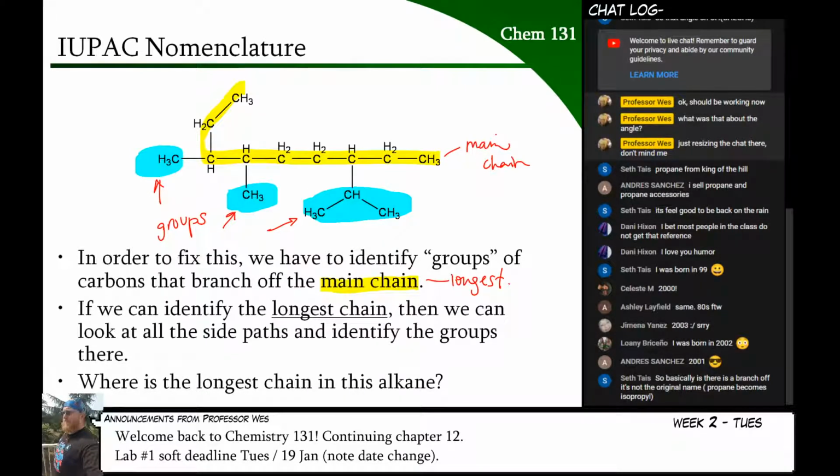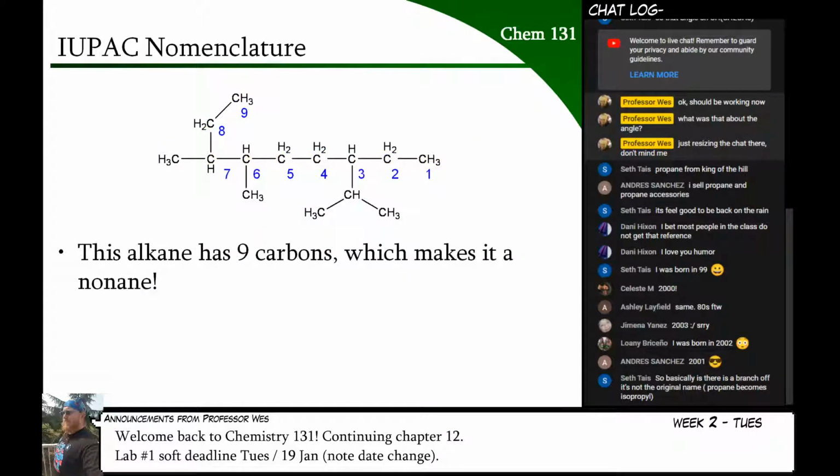So we've found the longest chain and we've identified the groups here. And you'll notice that I have numbered the longest chain kind of arbitrarily. We'll talk about numbering in a second. It turns out I wanted to number it this way specifically for this problem, but we're going to talk about why I numbered from right to left and not left to right in just a second, because there is a direction that you're supposed to go based on your molecule, and you'll see what that means.